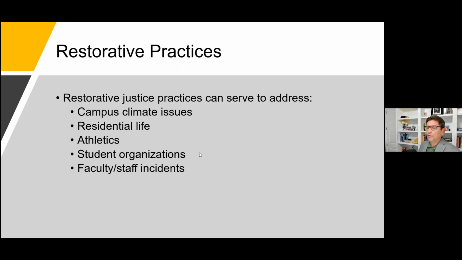So again, we can use this for campus climate issues, residential life, athletics, student organizations, faculty and staff. I think I've mentioned that. I want to go on, for the sake of time.